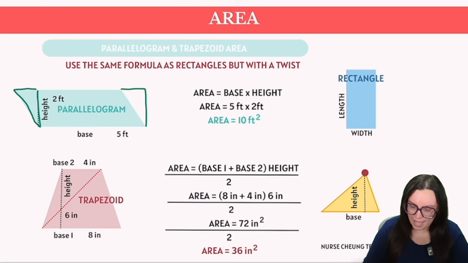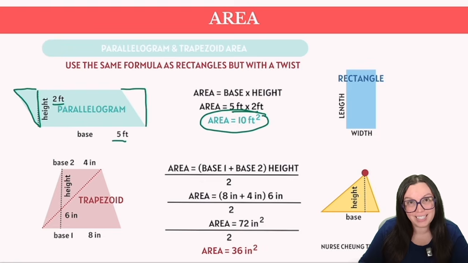So in this example, we have a base of 5 and a height of 2. We're just going to go ahead and plug those numbers into our equation, and that is going to give us the overall area of our parallelogram: 5 times 2 is equal to 10 feet squared.